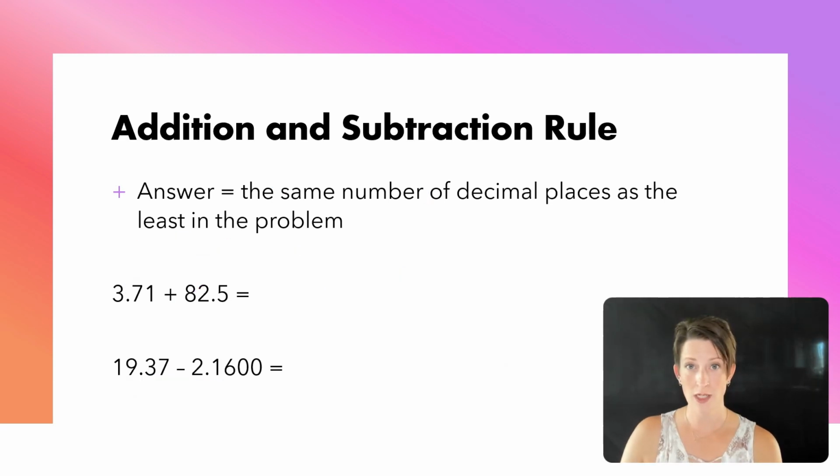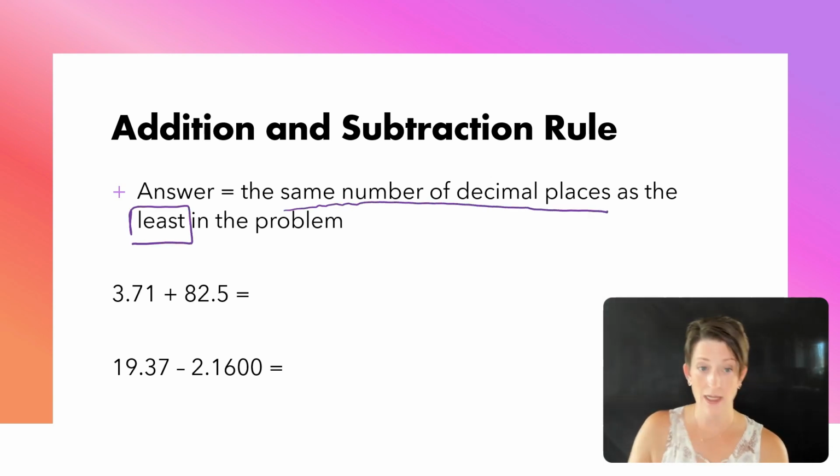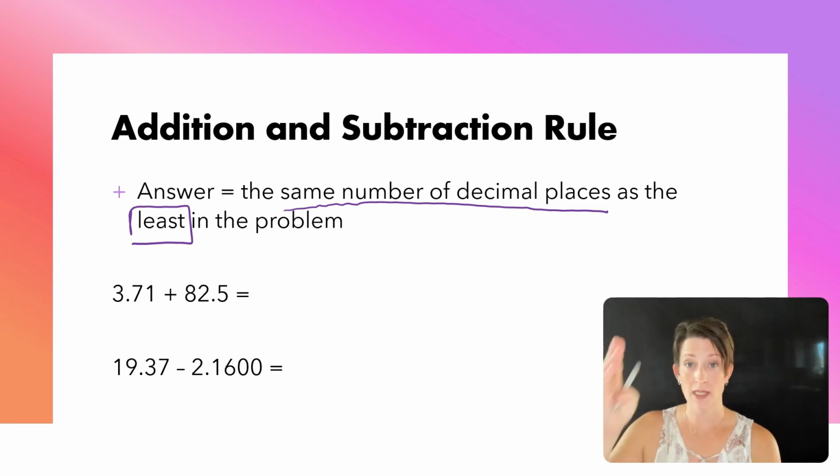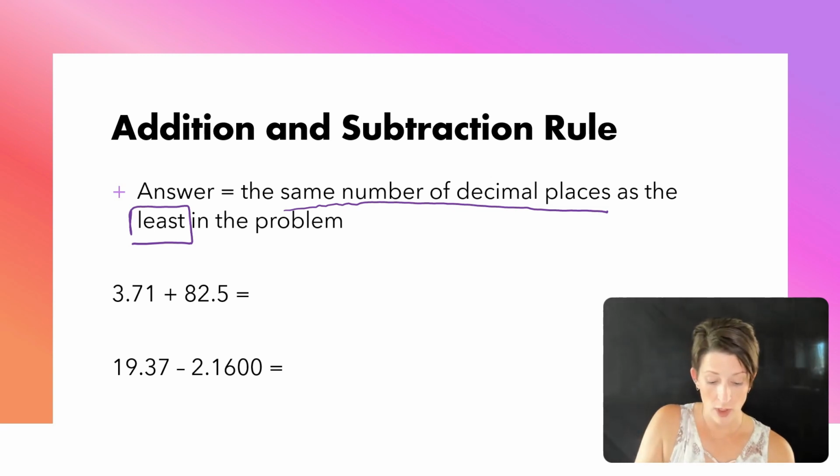Addition and subtraction are different in that they look at decimal places. So you want to round your answer to the same number of decimal places as the least in the problem. So it's the decimal place that we are looking at. First problem, 3.71 plus 82.5. When you just go to add this up, you get 86.21.